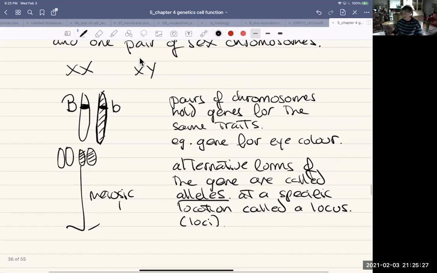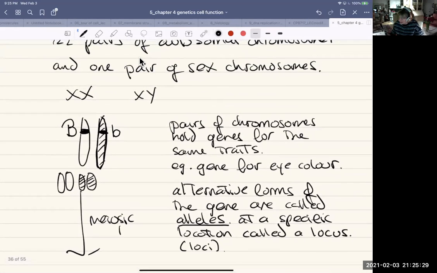Oh, one thing I wanted to mention also, before I go on, is that these 2 chromosomes are homologous. You have 23 pairs of homologous chromosomes. And they're called that because they are similar, but not exactly the same.